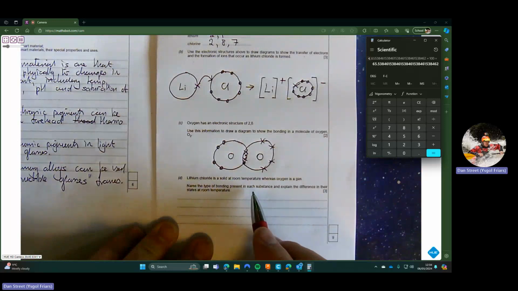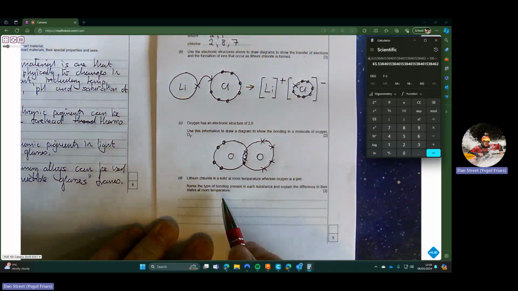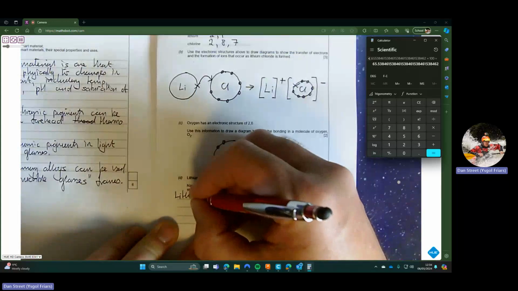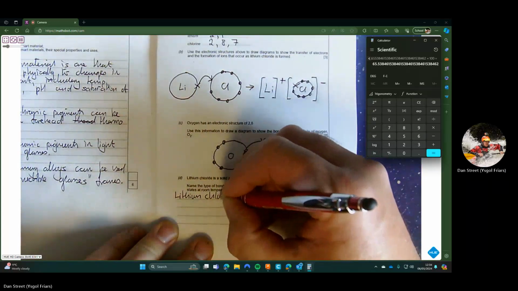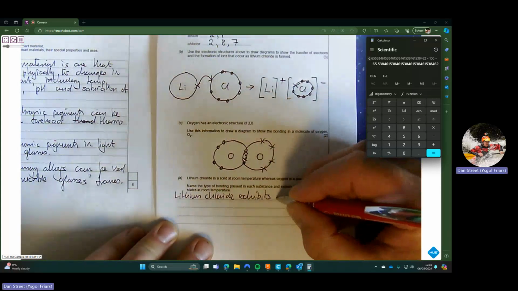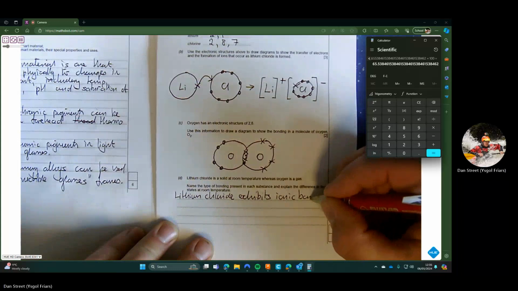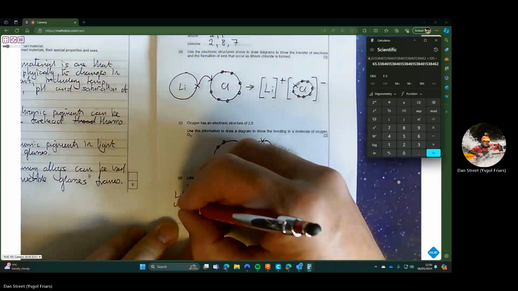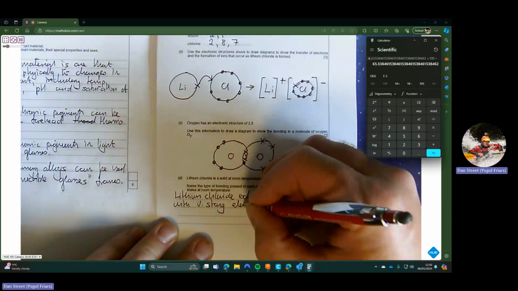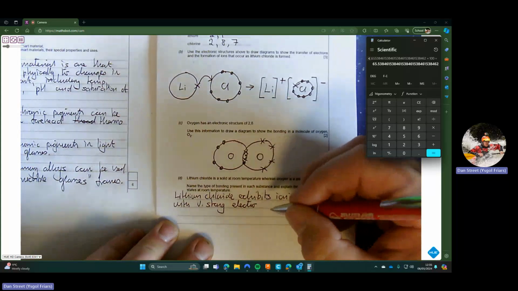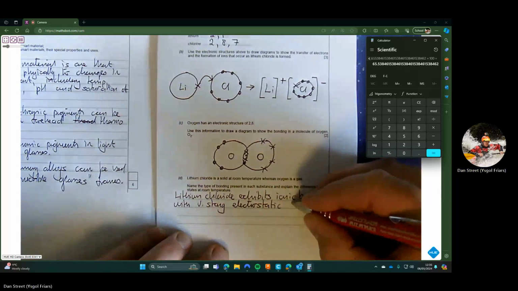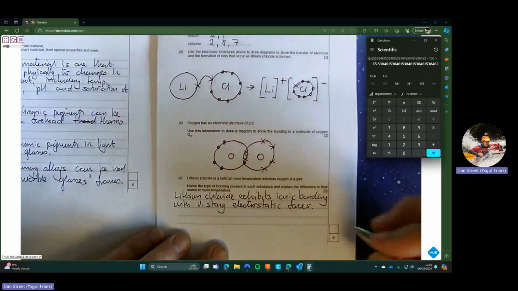Now, lithium chloride is solid at room temperature, whereas oxygen is a gas. Name the type of bonding present in each substance and explain the difference in their state at room temperature. So, lithium chloride exhibits ionic bonding with very strong electrostatic forces. Okay, so the forces are due to the oppositely charged ions. So we can refer to that as electrostatic forces. So that's why it's got a high melting point.